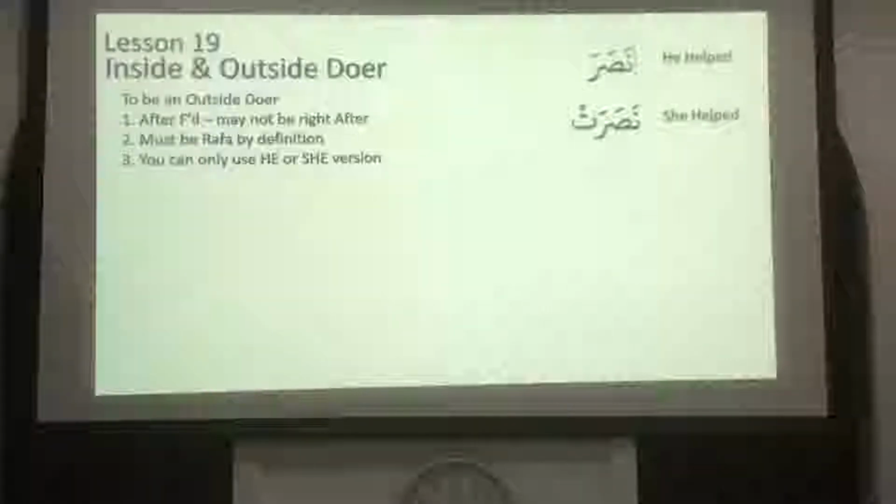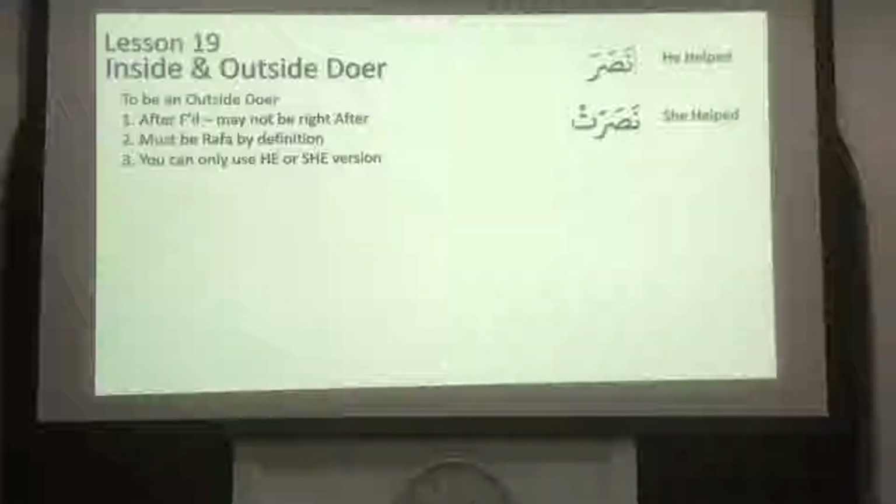No. If you use "they," then you have to use the "they" version, because "they" is inside the doer. If you emphasize, we'll see this one now. Today we'll see this one. Sometimes you can use it, but if it is a pronoun, it should be inside. So the outside one could be an attached pronoun with something that can be done. But usually then you have to use nasaru, because the outside doer may not be right after the verb. Meaning the outside doer has to be after the verb, okay? But it may be something in between. We'll see that today, inshallah ta'ala.